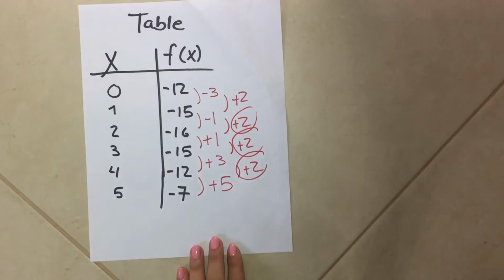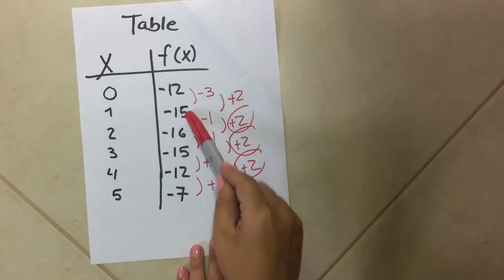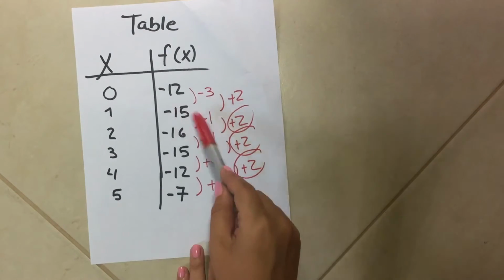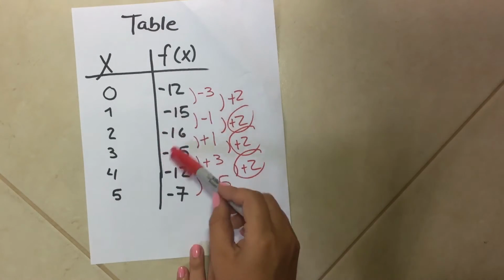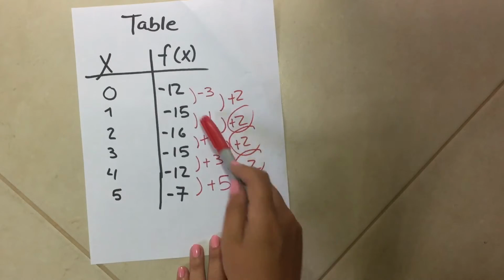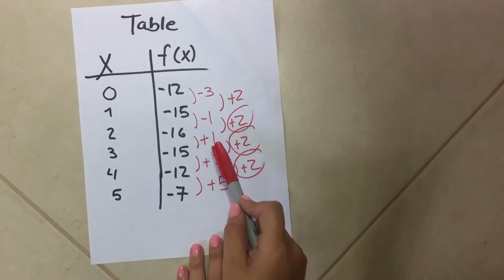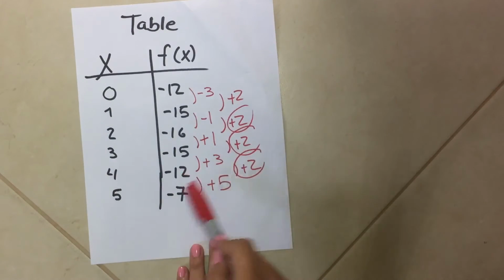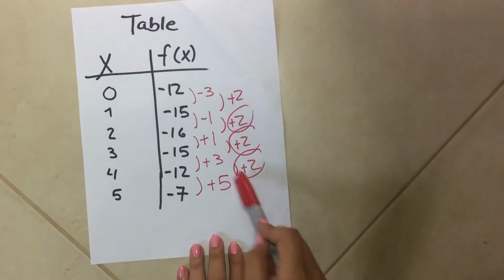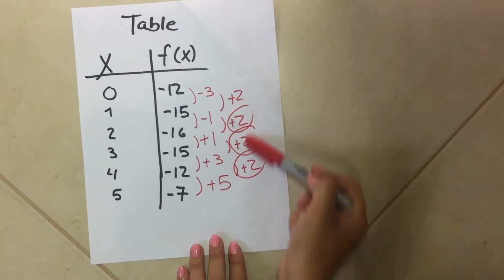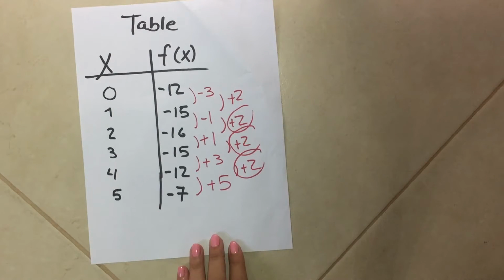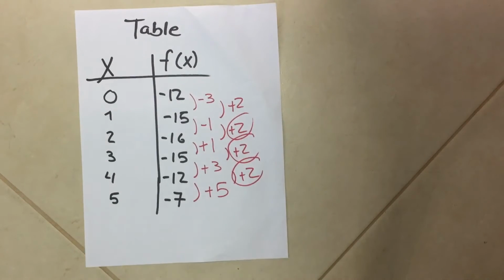In this case, it's -12, -15, so we subtract -3. To get to -16 from -15, we subtract 1, and so on. All of those have a constant second difference, adding up by 2 each time.